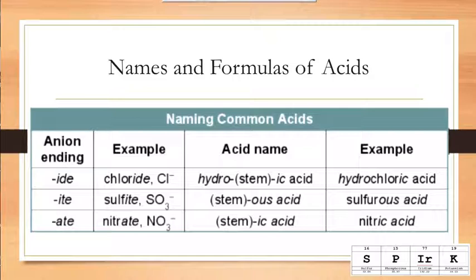So here are those three rules, just listed here in a table. You can see that when they end in -ide, such as the chloride ion, we go to hydrochloric acid. The -ite ending, sulfite, we call sulfurous. And the -ate endings go to -ic, so nitrate becomes nitric acid.